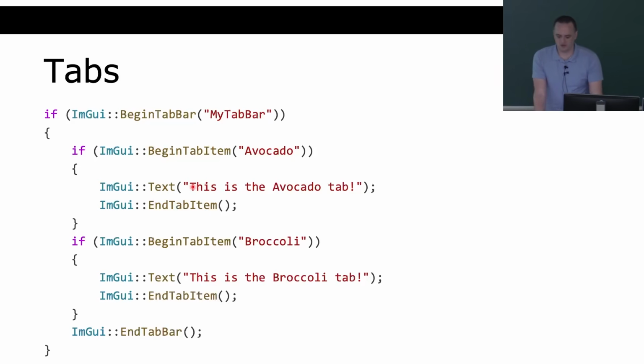Right? So here we're saying if avocado is the thing that is currently selected, then draw this avocado tab. If instead broccoli is selected, then the avocado tab is no longer being drawn, right? So this is how you put stuff into different tabs, by putting it within the if statements of those tab buttons. And then for each one you have to end it as well. And so that will let the program know, okay, stop drawing stuff inside this tab.